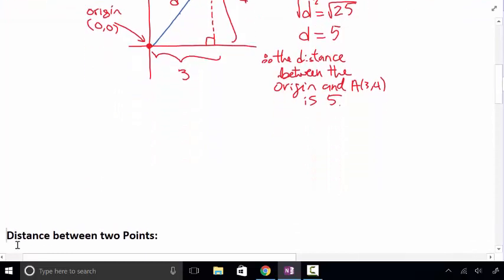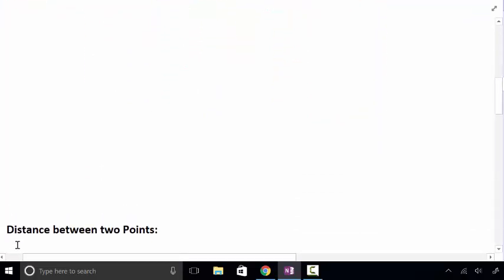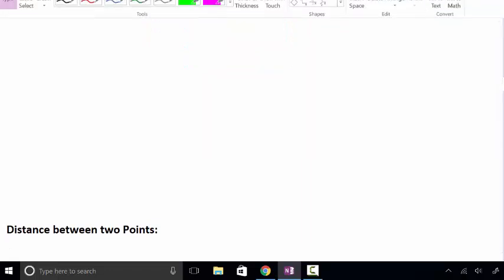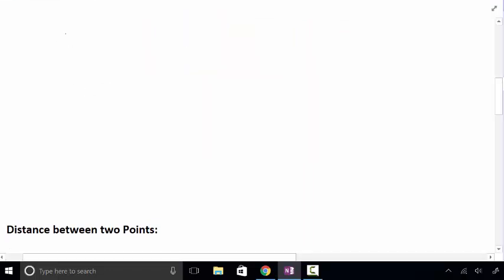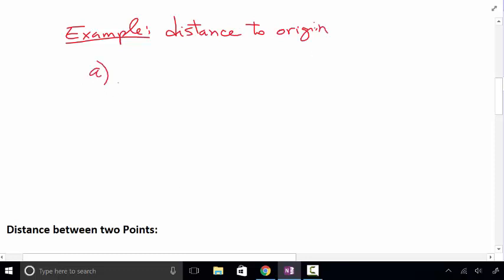Yes, from 0, 0. Okay, from the origin to the spot. Here's an example. And then here we're going to go distance to origin. Let's do A. Let's do 5, 7. So what's the distance between the origin and A? Okay, let's go. Work it out.